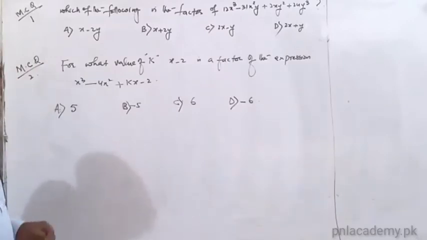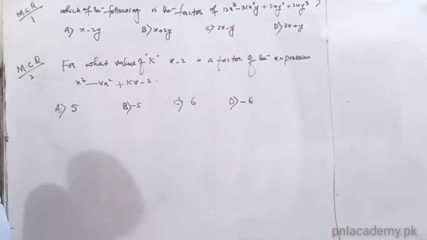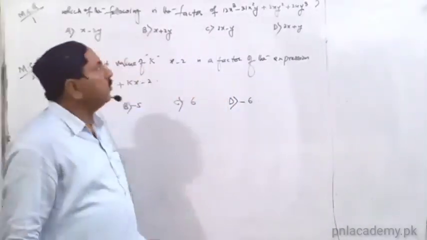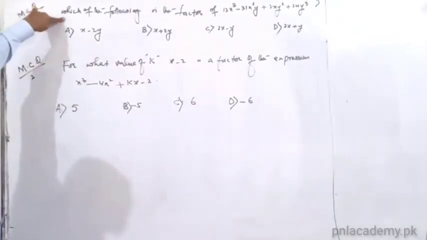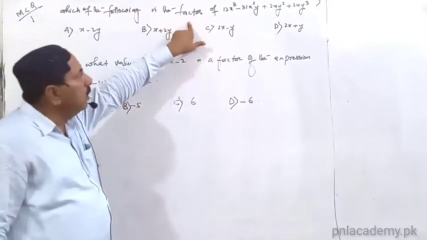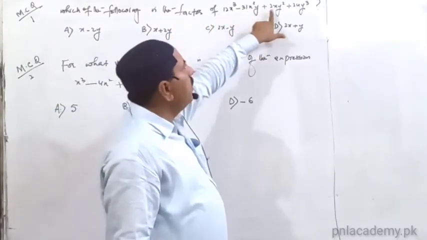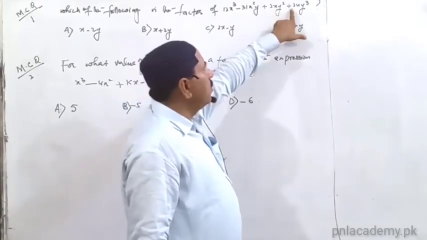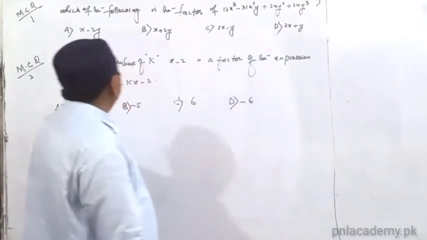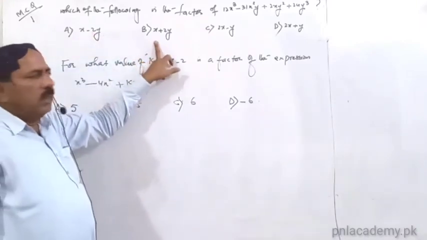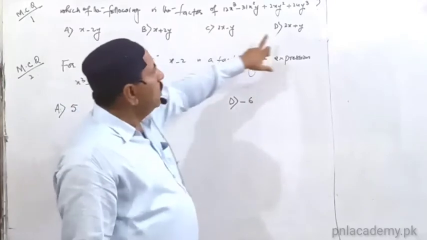Now we want to deal a little bit with MCQs for topics related to the quadratic equation. MCQ number 1 is, which of the following is a factor of 12x cube minus 31x square y plus 2xy square plus 24y cube? The options are: x minus 2y, x plus 2y, 2x minus y, 2x plus y.